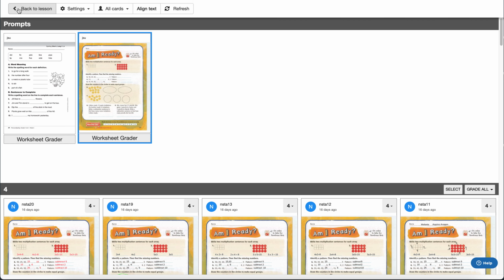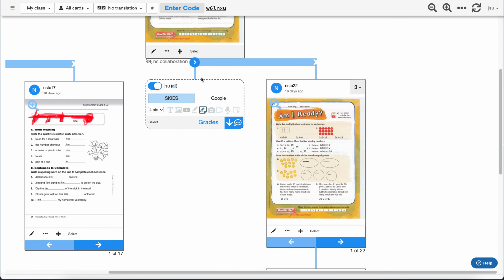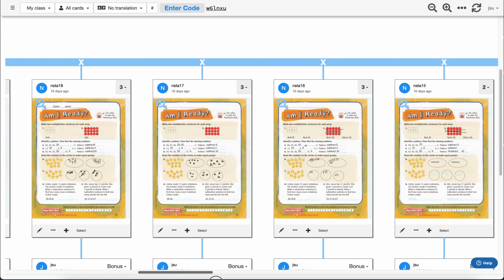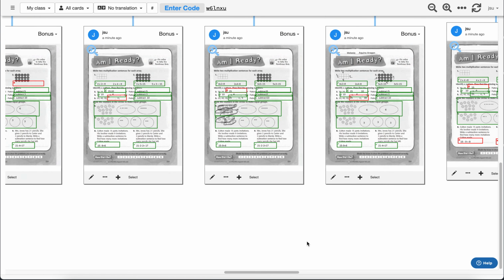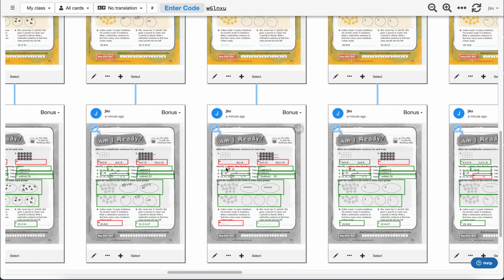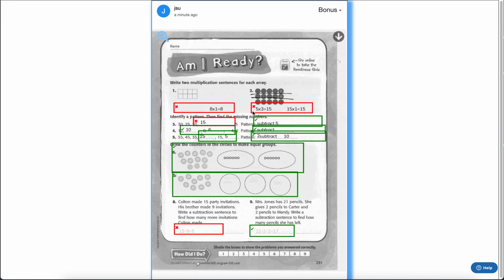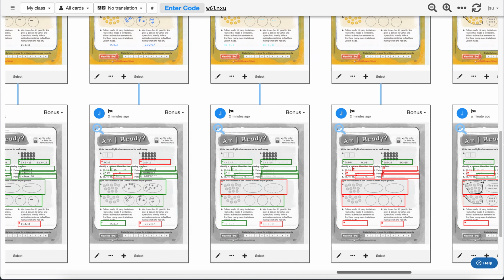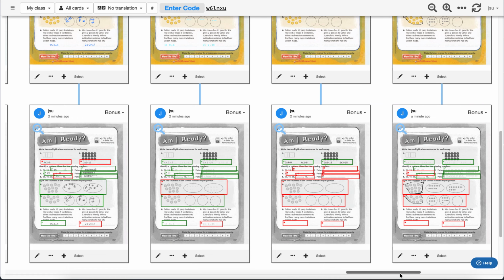Now if we exit Worksheet Grader, we see the results. You see that Skies has already given everyone 1, 2, 3, or 4. And if you go down, you can see it's already told each student exactly what they missed. So this student, for example, you see they didn't put in one of the number sentences. You see here they were missing one of the patterns, and here they got the number sentence correct, but the answer wrong. And so this is very useful information for our students and their assessments. They can see exactly what they missed.